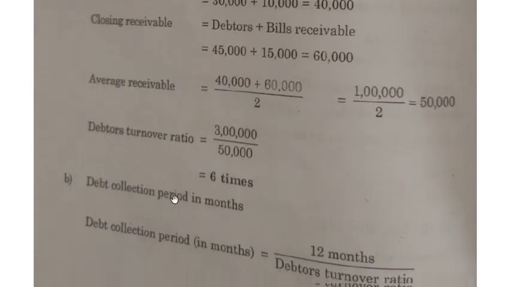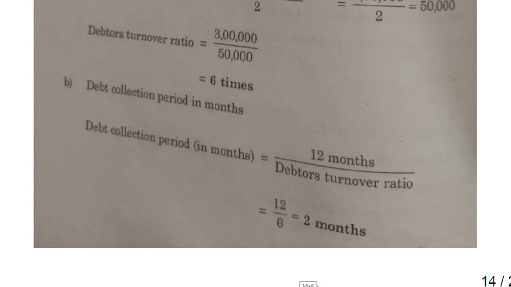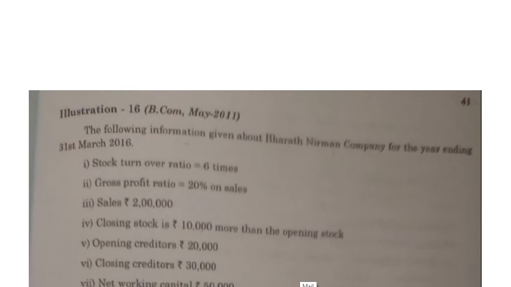So debtors turnover ratio is 6 times. So debt collection period, how are we supposed to calculate the debt collection period? 12 months divided by the debtors turnover ratio. If you have the debtors turnover ratio, you can use this formula. So 12 months divided by debtors turnover ratio, 12 divided by 6, which is equal to 2 months. So 6 times is the debtors turnover ratio. 12 divided by 6, 2 months. So moving on to the next question.